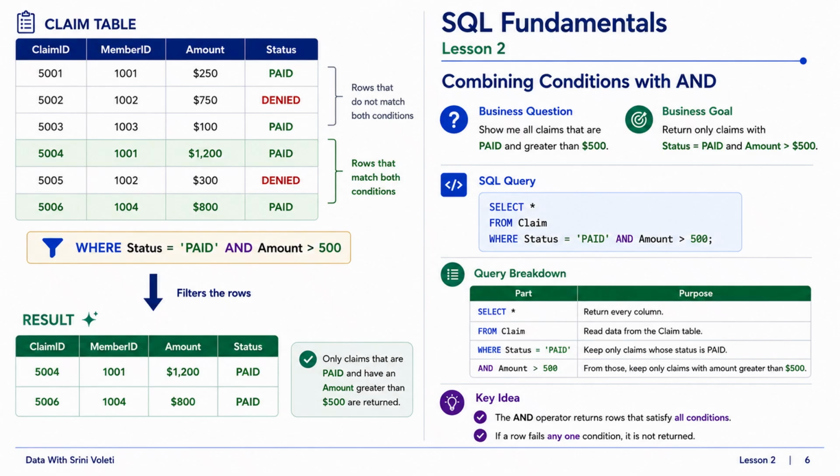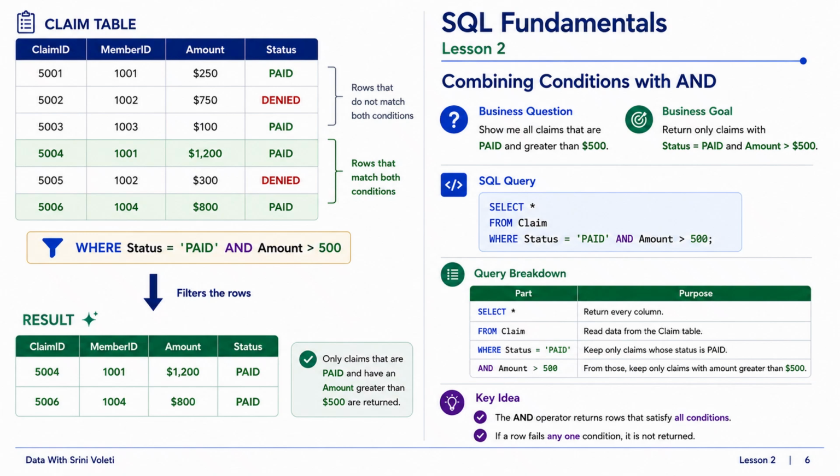Welcome back. So far, we have learned how to filter data using a single condition. For example, we filtered claims where the claim amount was greater than 500, and we also learned how to filter text values, such as claims submitted by a specific provider, that's Dr. Brown. But in the real world, one condition is often not enough. Business users frequently ask questions that require multiple conditions to be satisfied at the same time.